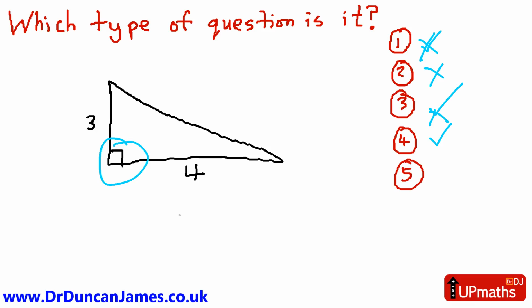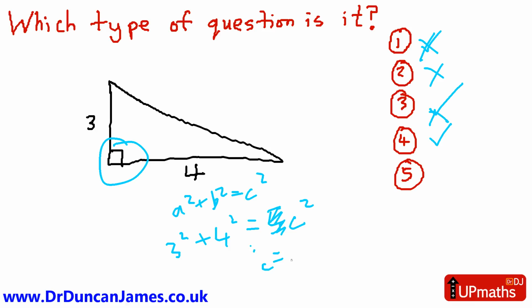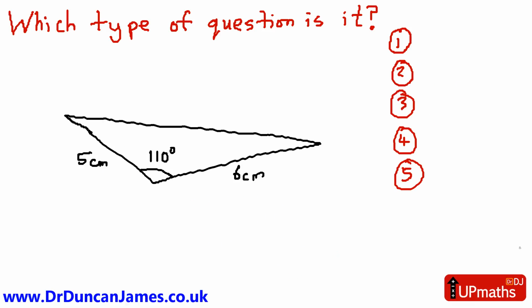This one looks like it might be Pythagoras because you could use a squared plus b squared equals c squared. So you'd have 3 squared plus 4 squared equals c squared, and if you do the maths, do a bit of rearranging, you end up with c equals 5. Let's do the next question.